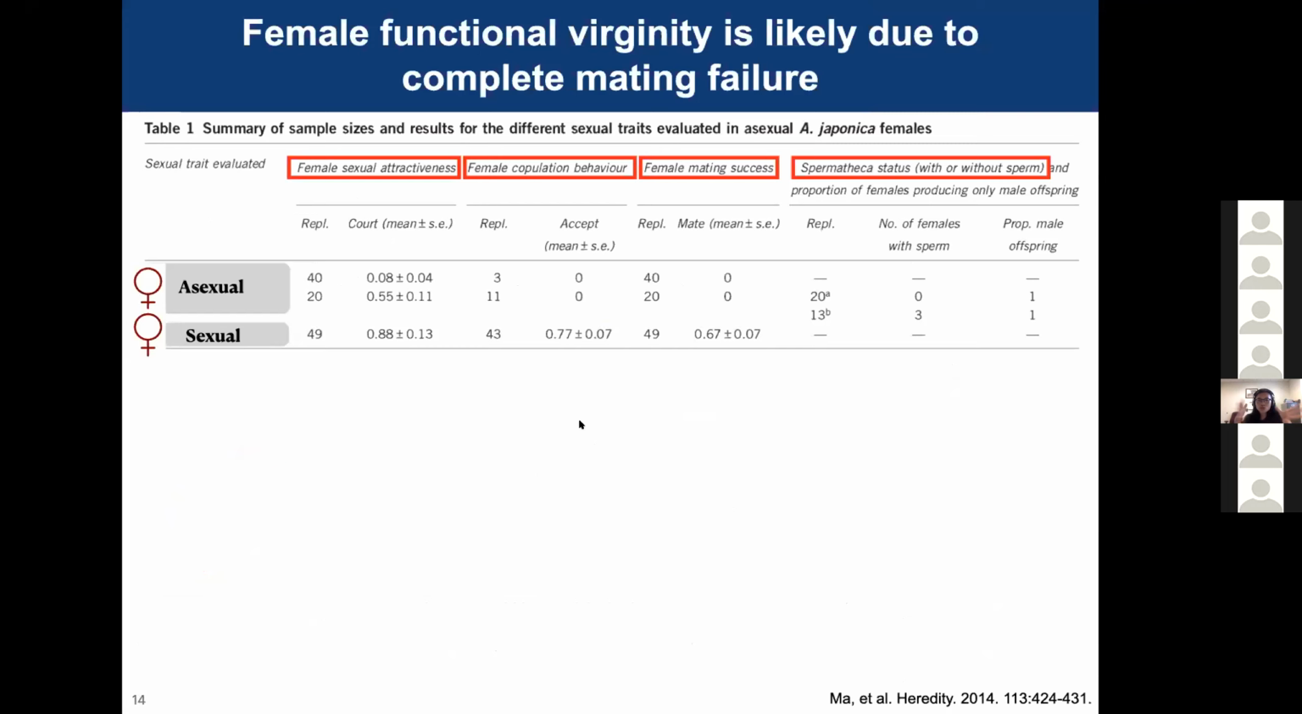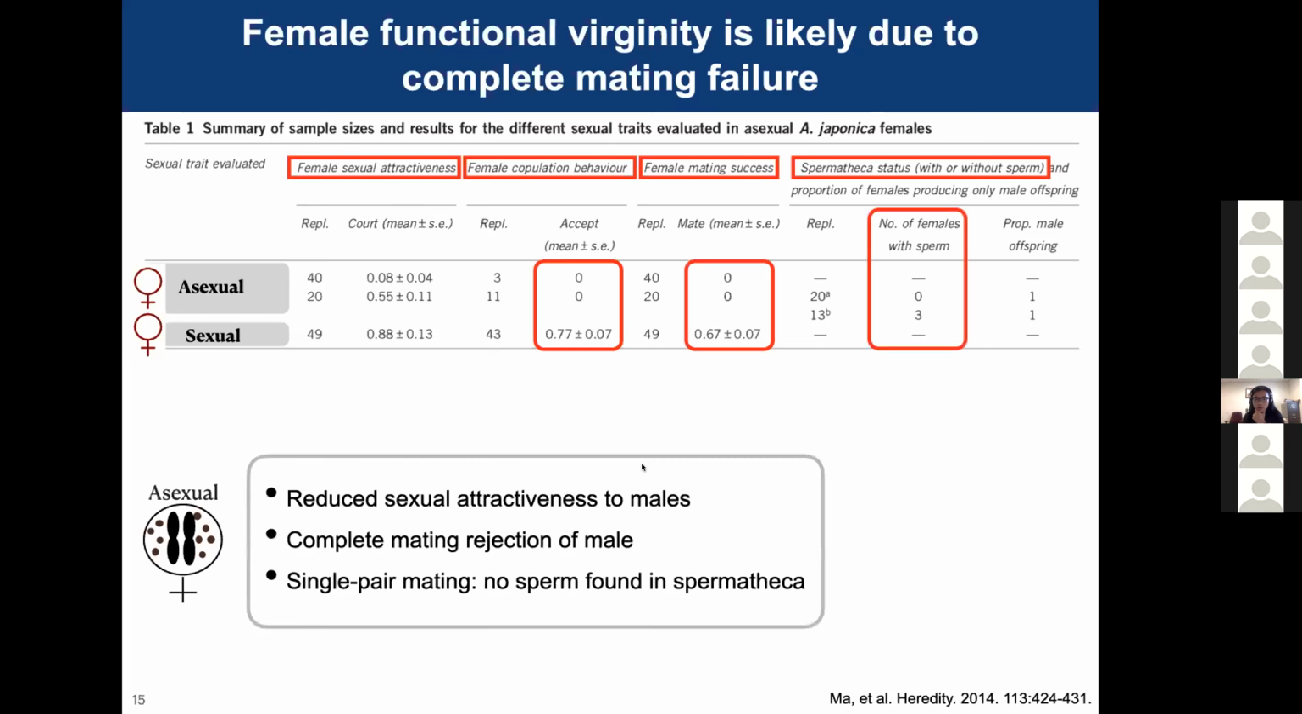So first of all, of course, we assess these phenotypic traits for this sexual trait decay. So we have asexual and sexual females within the same species. We assess several traits like female sexual attractiveness, the mating behavior, the mating success or not, and also their spermatheca, which is the organ in the females where they can store the sperm whenever they decide to fertilize them.